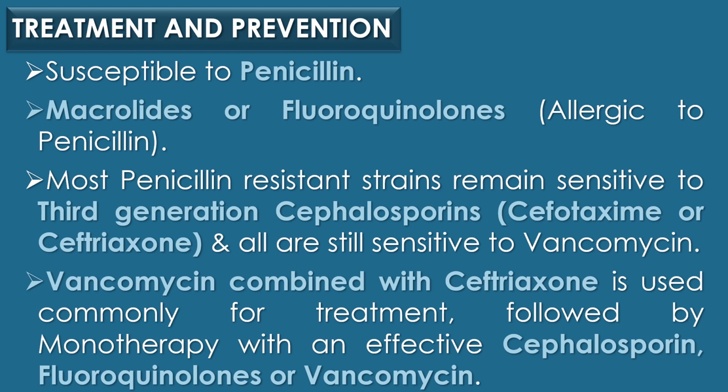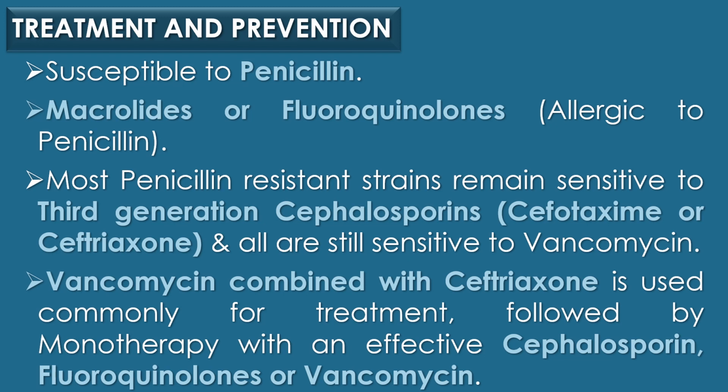Finally, treatment and prevention. Most pneumococci are susceptible to penicillin. Penicillin-resistant pneumococci are being increasingly documented these days. Macrolides and selected fluoroquinolones are active against pneumococci and are available for patients who are allergic to penicillin. Most penicillin-resistant strains remain sensitive to third-generation cephalosporins such as cefotaxime and ceftriaxone, and all are still sensitive to vancomycin. For serious pneumococcal infections, treatment with a combination of antibiotics is recommended.